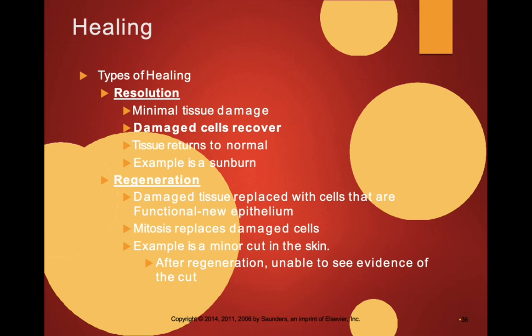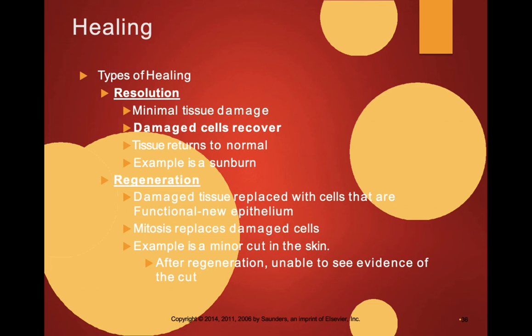The types of healing. Resolution. Well, what does that sound like? To resolve, right? There's minimal tissue damage. The damaged cells recover, and the tissues return to normal. An example of that would be a sunburn, a resolution. Regeneration. Well, what is regeneration? It sounds like the opposite of degeneration. This is when the damaged tissue is replaced with cells that are functional.